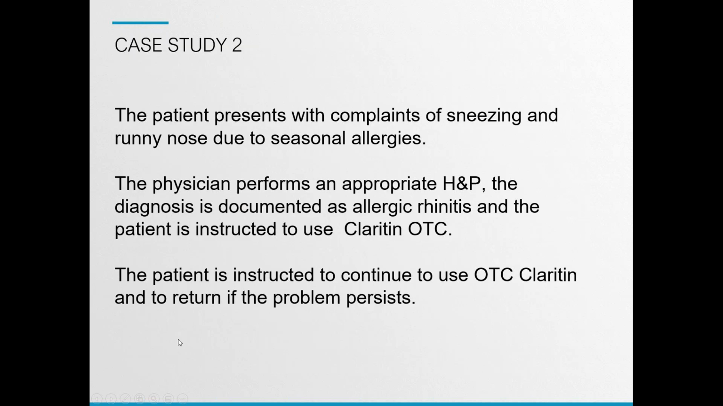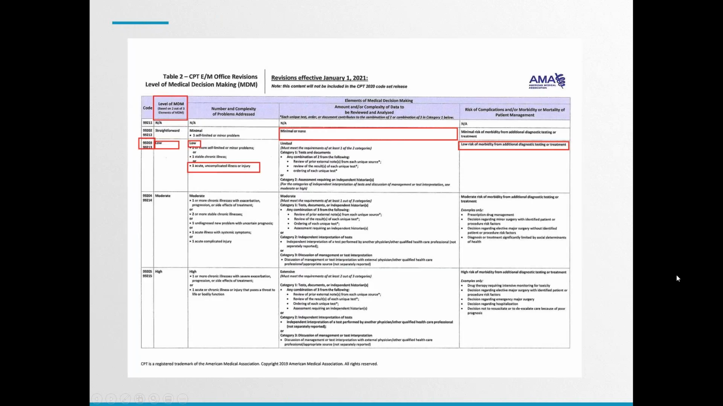Case study 2. The patient presents with complaints of sneezing and runny nose due to seasonal allergies. The physician performs an appropriate H&P. The diagnosis is documented as allergic rhinitis, and the patient's instructed to use some Claritin, which is over-the-counter medication. So they're going to continue the OTC, and then they're going to return only if that problem persists.